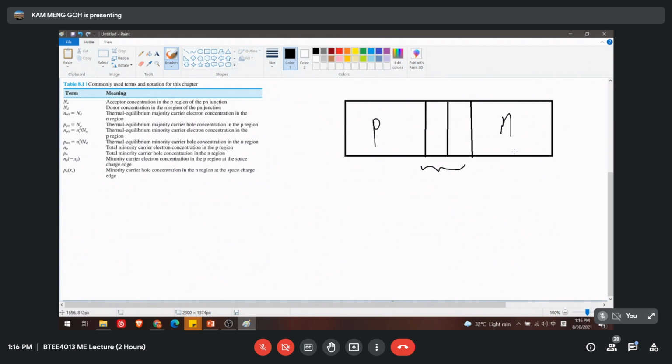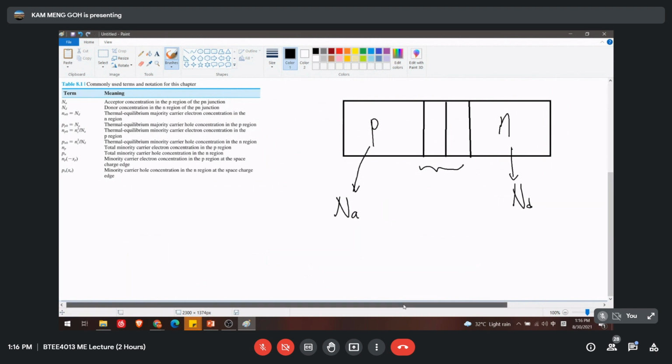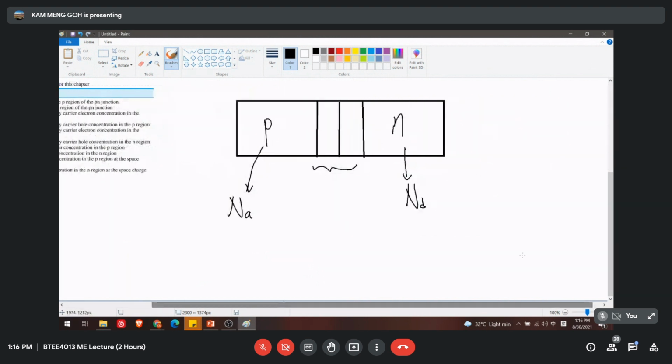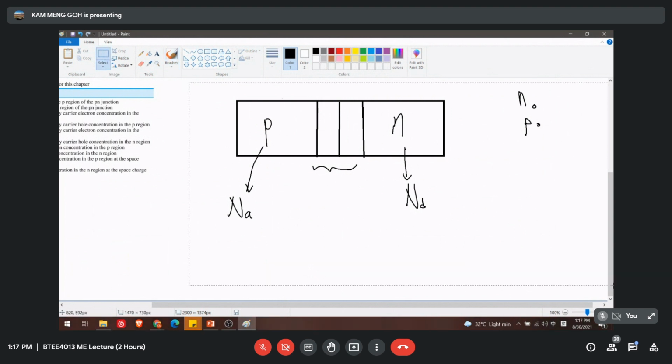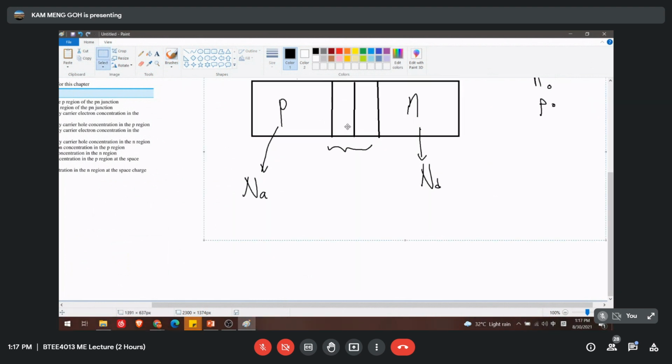So last time we learned that the N region is doped with ND, the donor atom, and the P region is doped with the acceptor atom. Last time we also dealt with all these things, NO and PO. The P region and the N region also have their own NO and PO. But since these two have N and P together, there is something that might be a little bit confusing, but actually it's quite easy to understand. So let me explain one by one here.